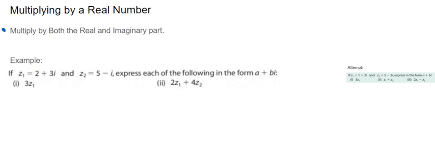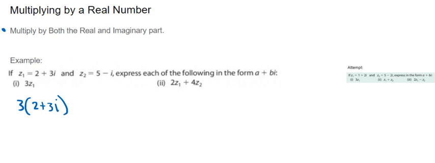So the first example is 3z1. So really what this is saying is it's multiplying 3 by z1, so whatever z1 is. And it tells us up here that z1 is 2 plus 3i. So really what it's telling us to do is we're going to put a 3 outside the bracket and we're going to put 2 plus 3i. So that's 3 multiplied by z1 really. And then we're just going to multiply in.